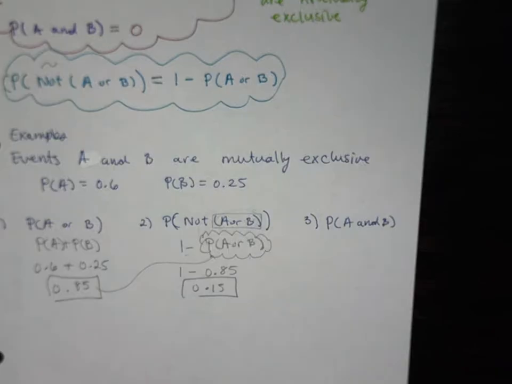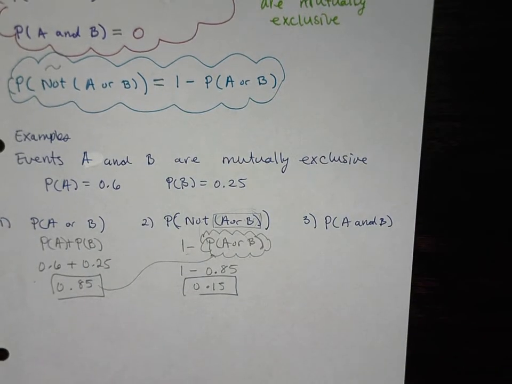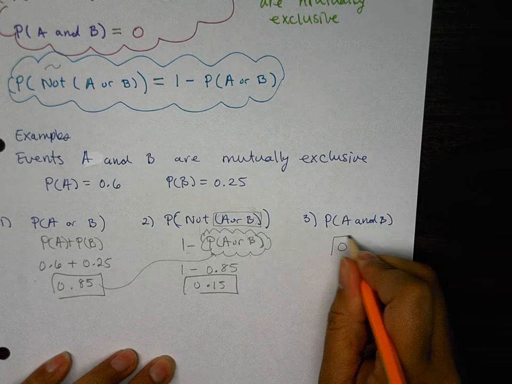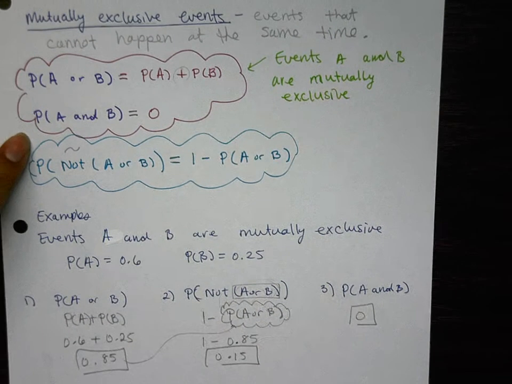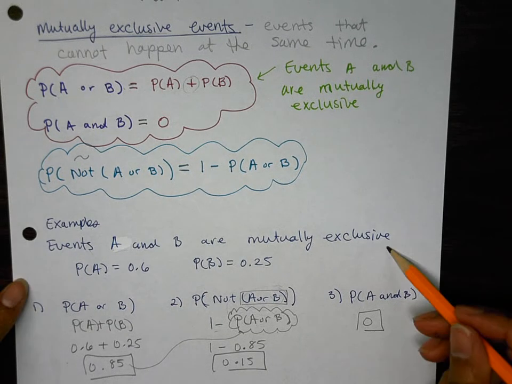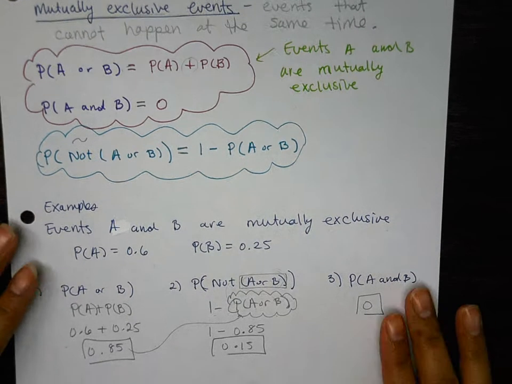Probability of A and B. 0. Why is it 0? Because that's what the equation is, and it's only 0 when the events are what? Mutually exclusive. And did it say the events were mutually exclusive? Yes. Any questions? No. Okay.